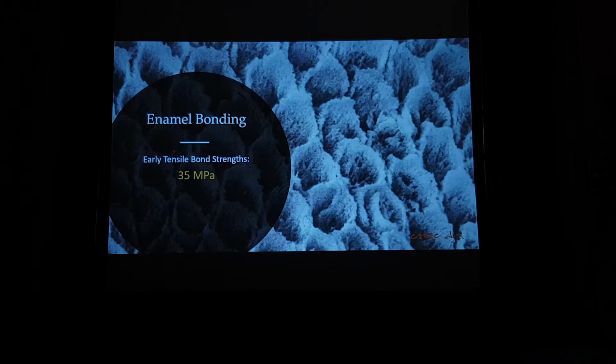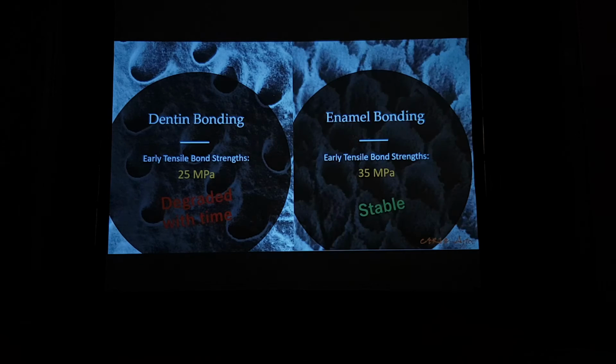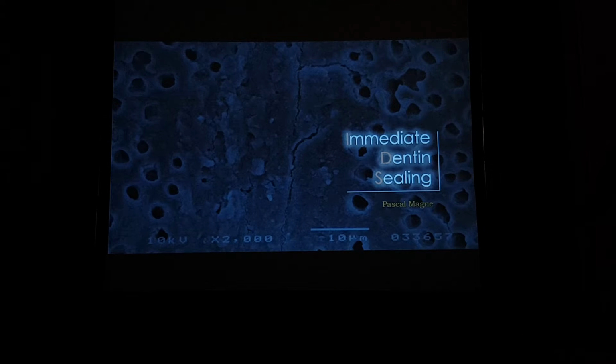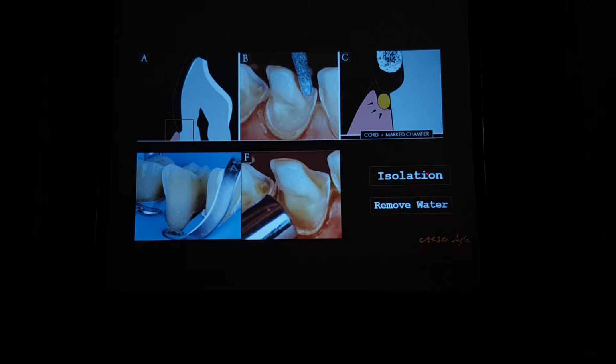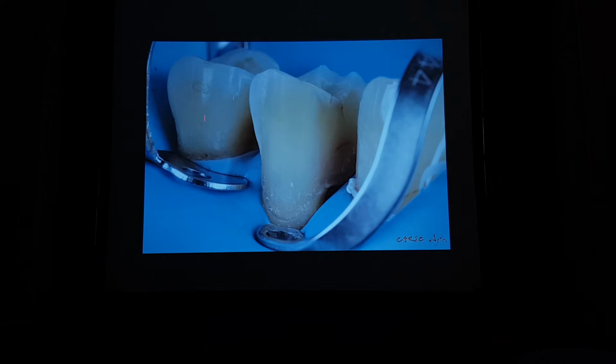Okay. And we already know the difference between enamel bonding and dentin bonding. Okay. The dentin bonding has its shortcomings. So how to improve dentin bonding with IDS? Right. Everybody knows IDS? Okay, so I should skip this chapter. Okay, so I just emphasize two things. Of course, isolation, remove water. So we should have a nice isolation to see the whole margin.